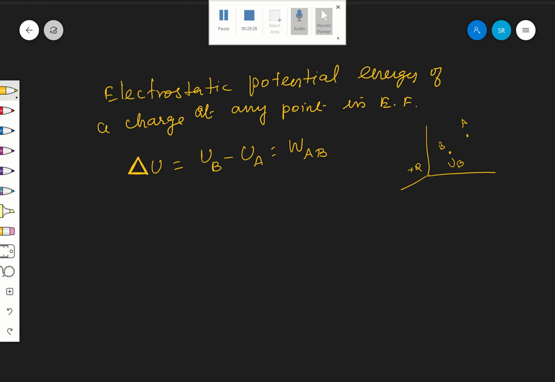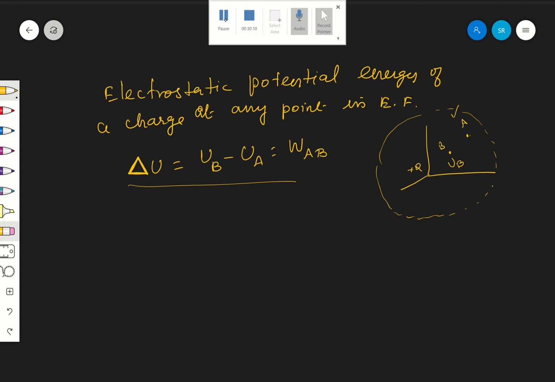So I don't want the potential energy difference. I want the potential energy of a charge at any point in the electrostatic field. Therefore, what should I do? Here there are 2 points, and the first, initial point is A. In the previous case, for finding delta U, A is well within the electric field produced by our source charge plus Q. But I want to find out the electrostatic potential energy of the charge at B only.